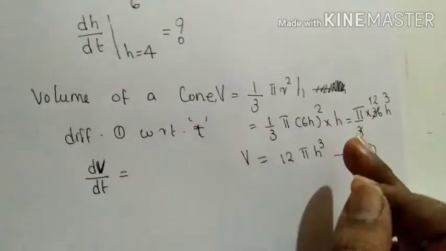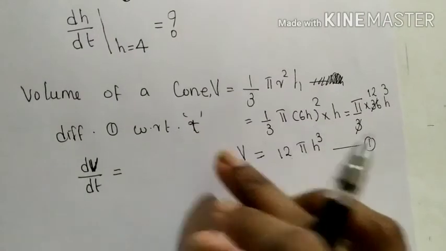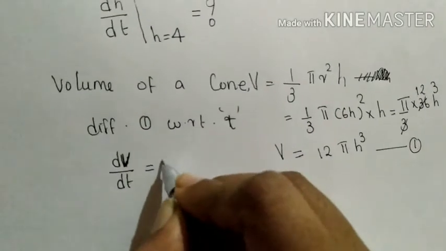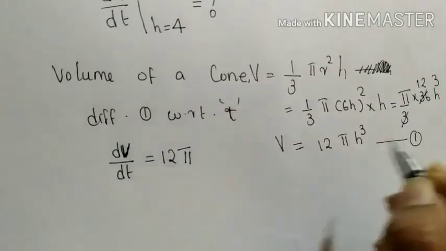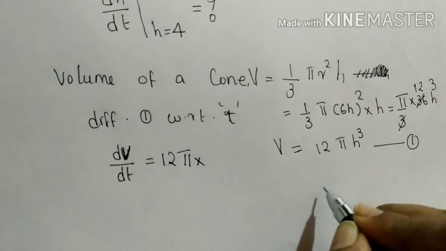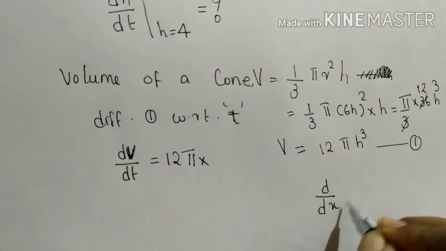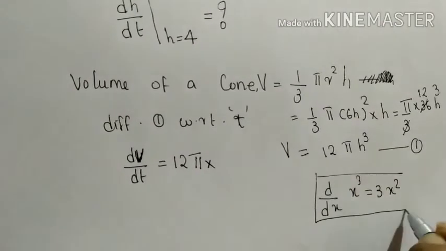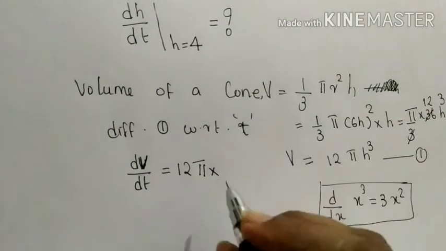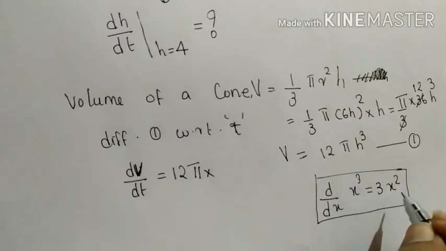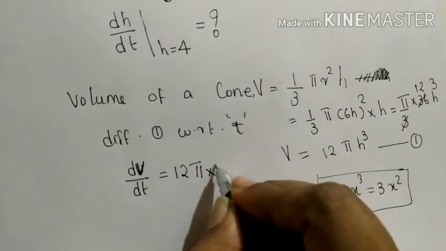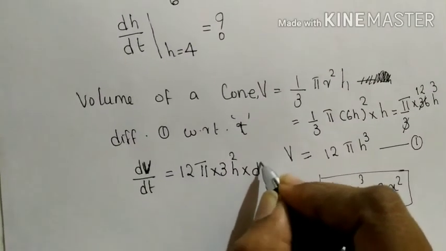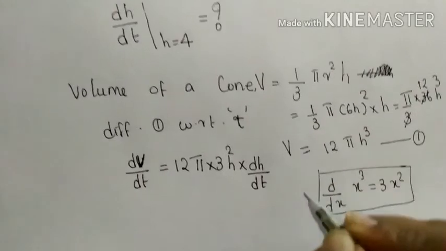Next, differentiating equation number 1 with respect to t, we get dV/dt on the LHS, and on the RHS, 12π is constant, h³. We know that the standard derivative of x³ is 3x². But here we need to find the derivative of h³ with respect to time. So replacing x by h, we get 3h². Here h is another function, so by using the chain rule, we need to write dh/dt here.